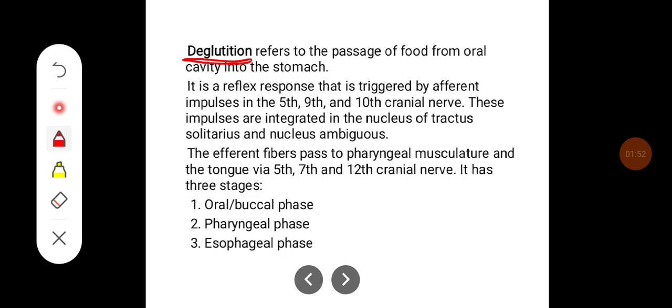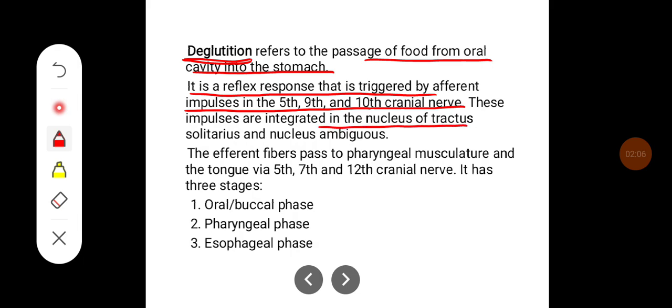Coming to deglutition, it refers to the passage of food from the oral cavity into the stomach. Again, it is a reflex response that is triggered by afferent impulses in the fifth, ninth, and 10th cranial nerves. These impulses are integrated in the nucleus of tractus solitarius and nucleus ambiguus. The efferent fibers pass to the pharyngeal musculature and the tongue via the 5th, 7th, and 12th cranial nerves.